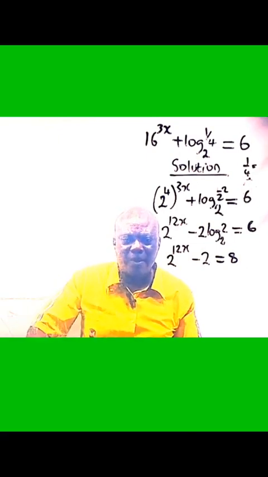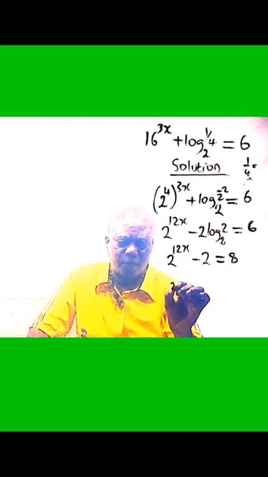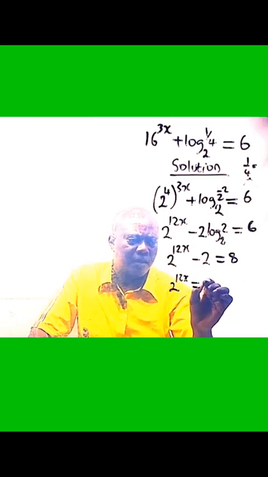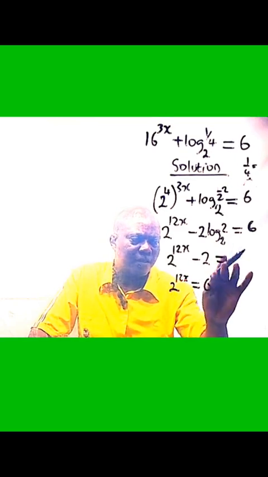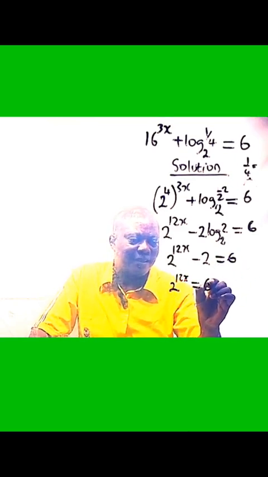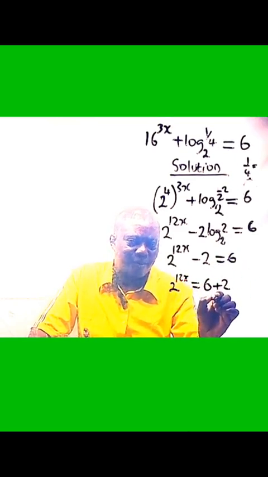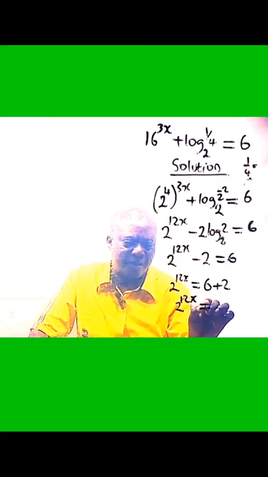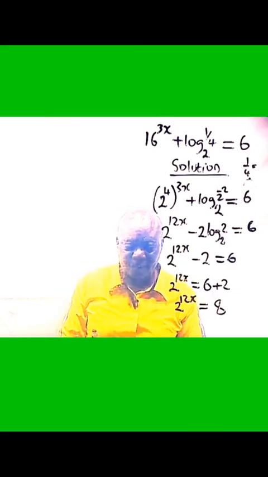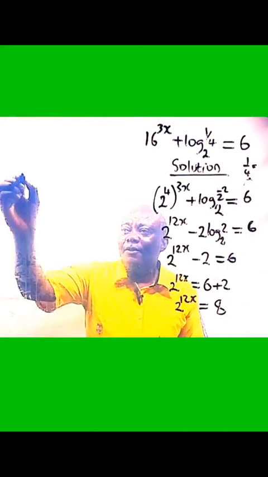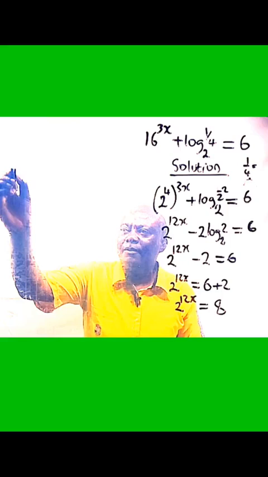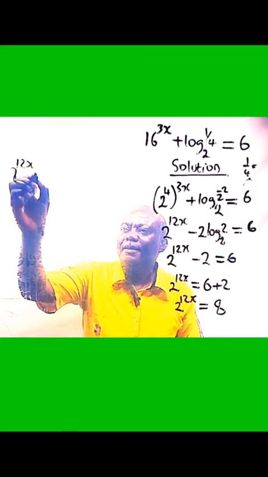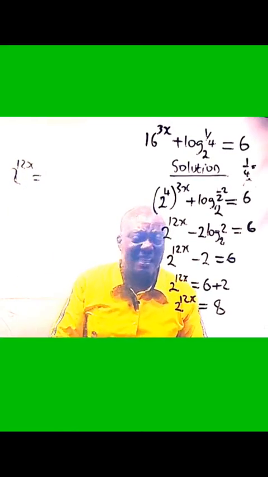So it's becoming narrower and interesting. So 2 raised to the power 12x will be equal to 6 plus 2, which gives 2 raised to the power 12x equals 8. So 2 raised to the power 12x will be equal to 8.